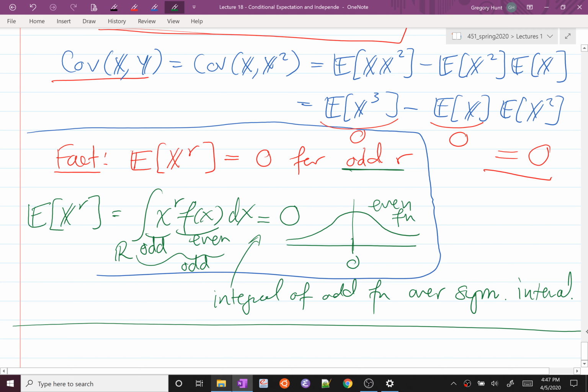Okay, but that's the classic example showing that correlation or covariance being 0 does not imply independence. The other way is true. If they're independent, covariance and correlation are 0.